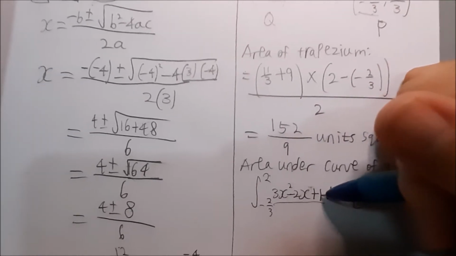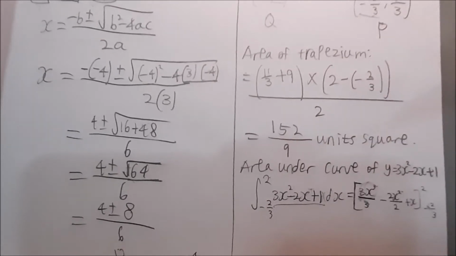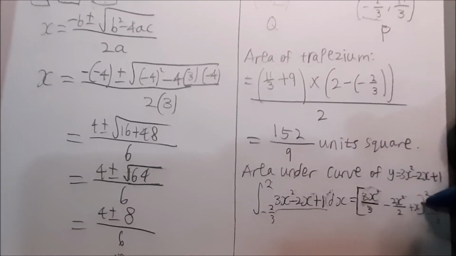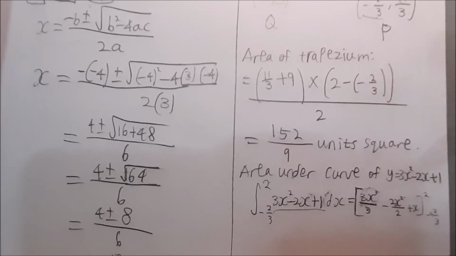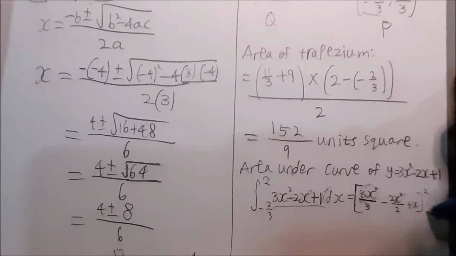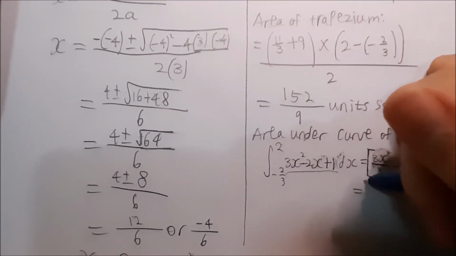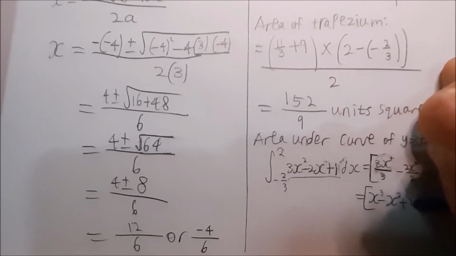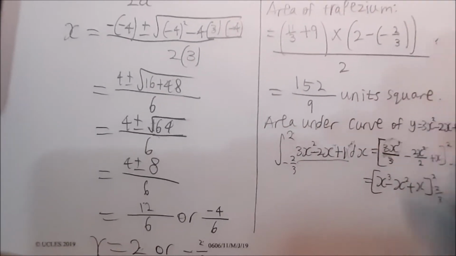And then for 1, there is no x. It basically means x to the power of 0. So x to the power of 0 plus 1 will be x to the power of 1. If you put x to the power of 1, 1 times x is still x. And if you divide it by 1, then you still get x. So basically, if you simplify this, you get x cubed minus x squared plus x, from 2 to minus 2 over 3.